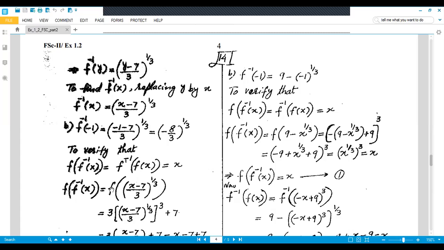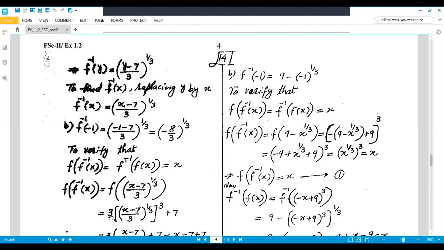In the original function, f of x, which is given in the question, you have to put this value, x minus 7 over 3 to the power 1 over 3, in the original function. The original function is what? 3x cubed plus 7, which is given in your book, f of x. So in place of x you put the f inverse x value here.